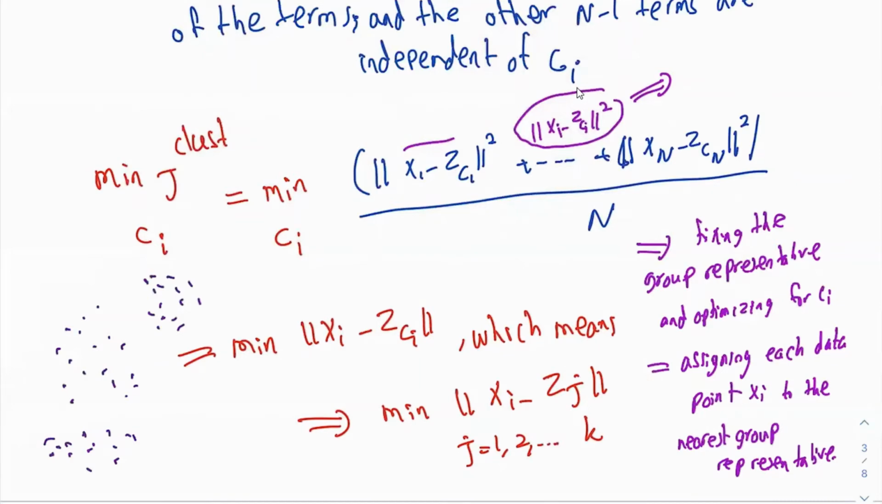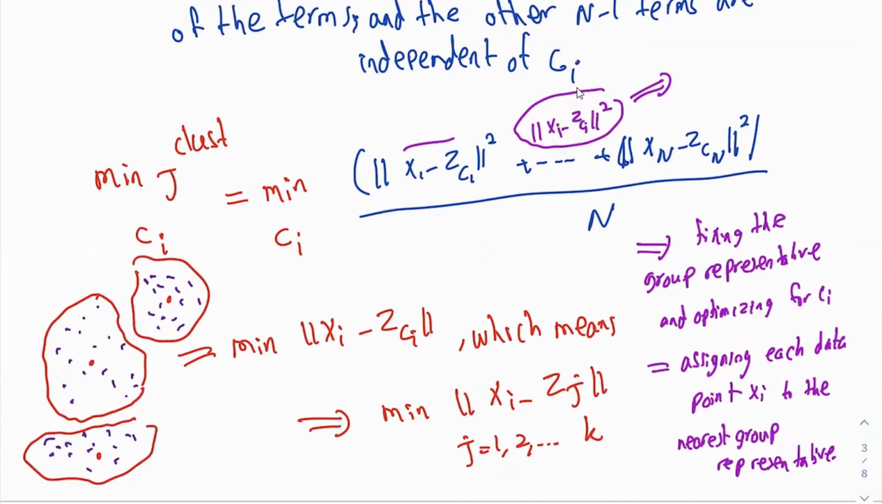The way I do that, we have like 3 clusters, right? So I'm going to choose one group representative here, another group representative here, another group representative here. So let me just draw my clustering, and then ask myself if this clustering is good or not. So I fixed the group representative, these red dots. Now I'm asking myself, what is the correct assignment?